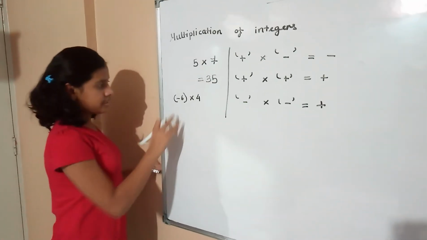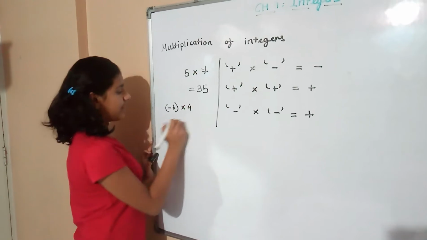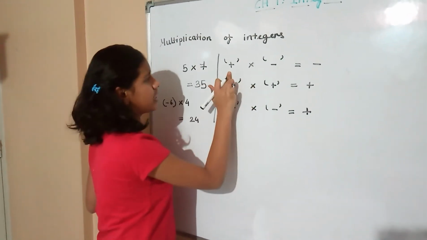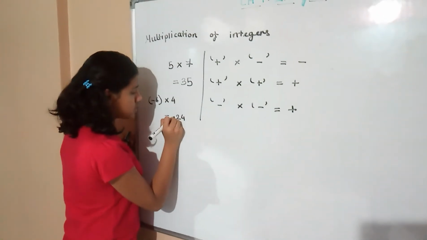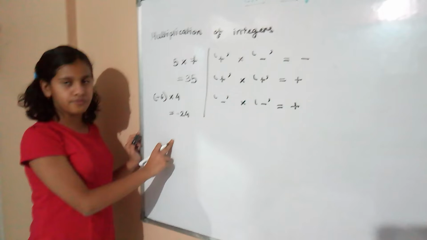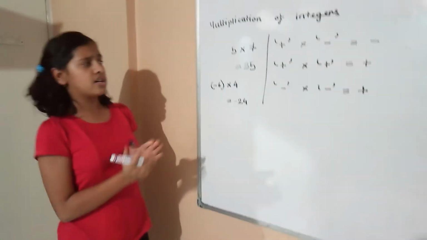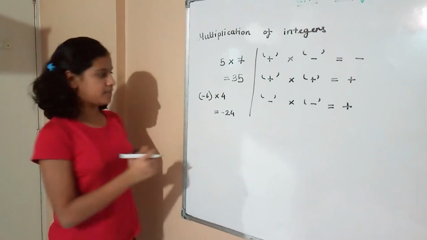Now, for solving this, we will first multiply 6 into 4, which is 24. And then we know that when I have to multiply a positive and a negative integer, I need to put a negative sign. So I will be writing -24. Now, as we have understood multiplication of integers, let us move on to the properties of integers based on multiplication.